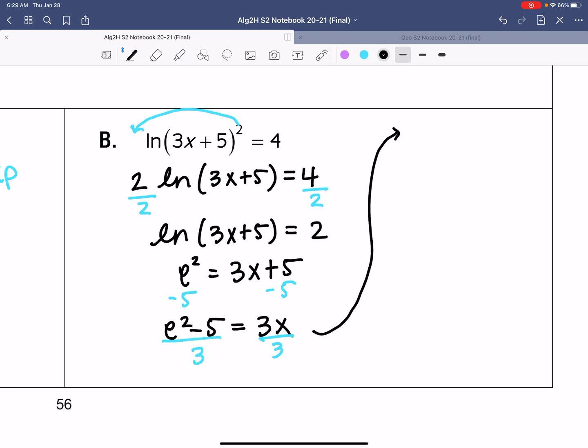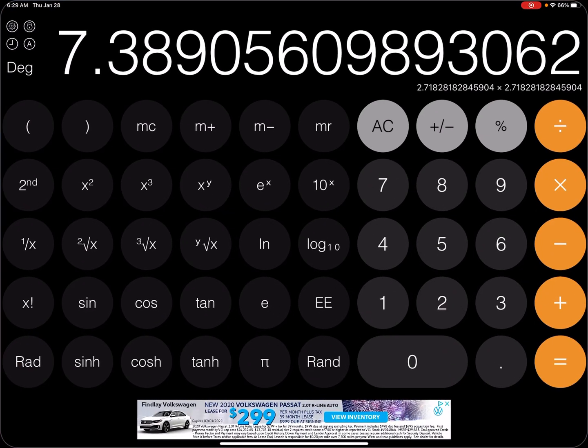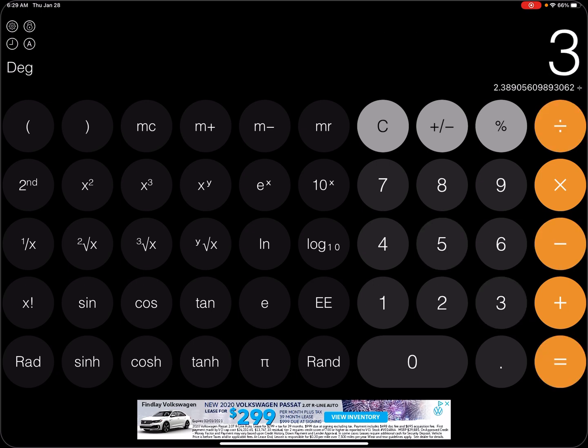So my exact answer would be x equals (e squared minus 5) divided by 3. This is my exact answer. Again, if you were asked for an approximation, that's where we plugged this into a calculator. So we would have e squared, which is right here, minus 5. And then we take that number and divide it by 3.